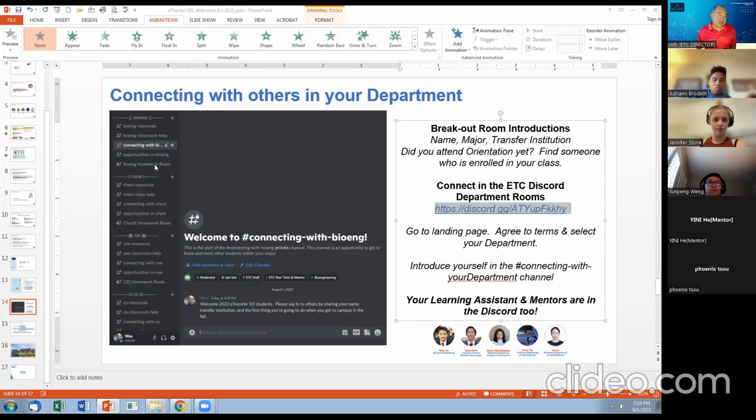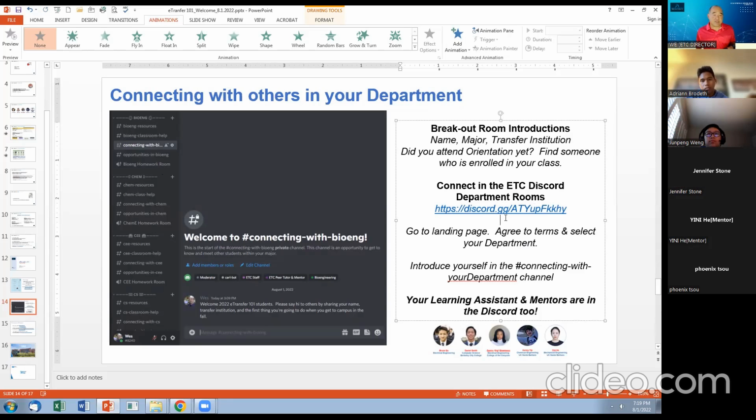This is a live chat. Once you've done your introductions, go ahead and join the ETC Discord server. The link I put into the chat connects you with the landing page, because you have to agree to the rules of engagement for the ETC server. Then you need to identify your major by choosing the right emoji, which will give you access to the department channels. So go to the landing page, accept the rules of engagement, and then select the right emoji so that you can access the departments. Mentors, please provide assistance if any of the students have difficulty with it.